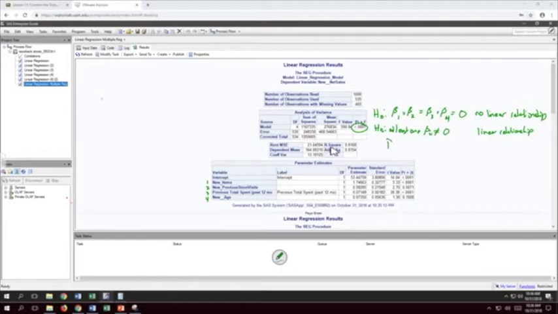There's our p-value. Our p-value is less than 0.001, which is less than our alpha level of 0.05. We reject.